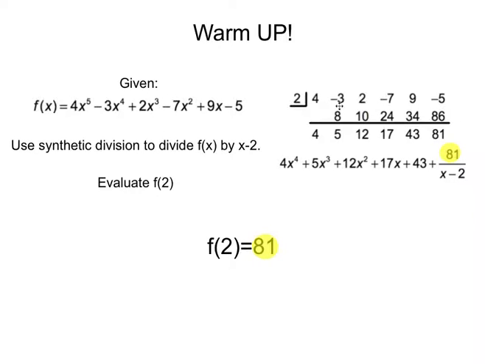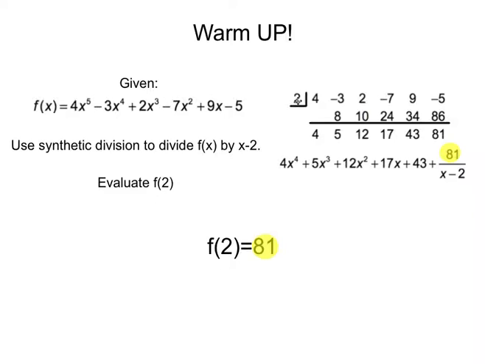My synthetic division is here. You'll notice I put the 2 up in the left-hand corner. That is what would make x minus 2 zero. As I go down, I add. So across my top row are the coefficients of my function: 4, negative 3, 2, negative 7, 9, and negative 5. I add 4 to 0 and get 4.